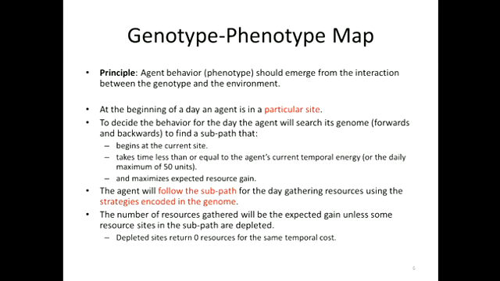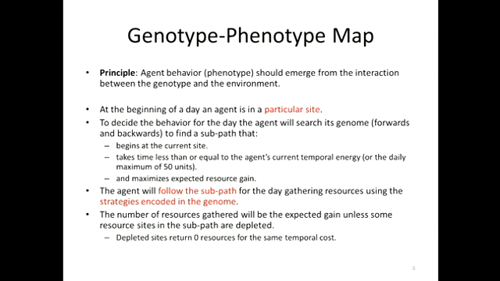Here's how it works. When the agent wakes up, or maybe is born, in a particular site, it has to start out its day's worth of gathering from that site. So it searches its genome forwards and backwards to find all locations of the current site that it's in. From that site, it can start tracing out a subpath through its genome, a subpath because it won't have enough energy in the day to follow its entire genome, so it just tries to find a local chunk of that genome that will hopefully maximize its expected resource gain.